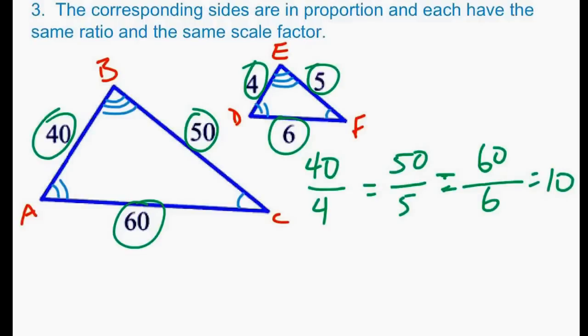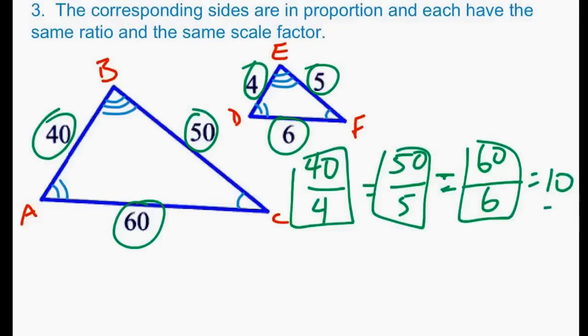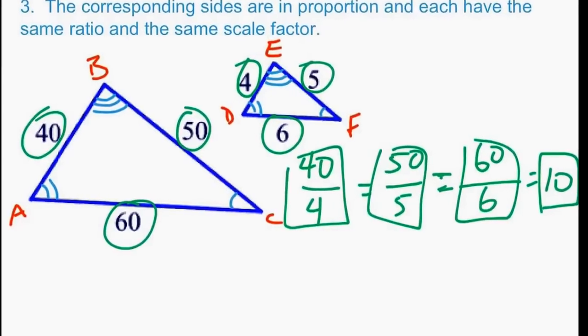Okay, so they have to follow all three. Same shape, corresponding angles have the same measure, and the corresponding side lengths are in proportion and have these same ratios. So like that ratio, and that ratio. And they all equal this 10, which is our scale factor.